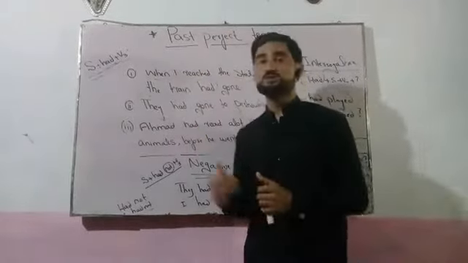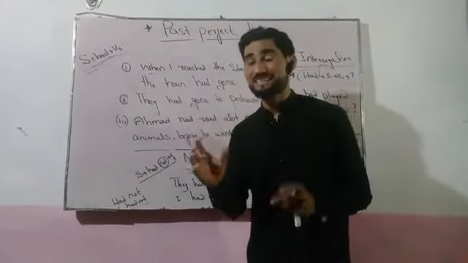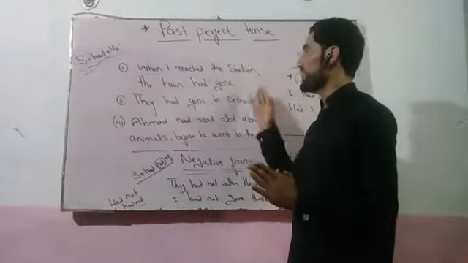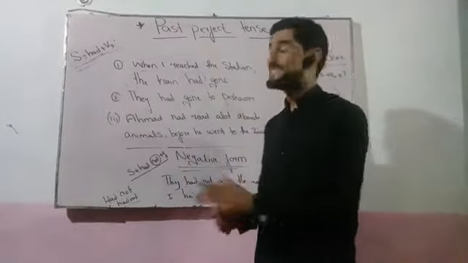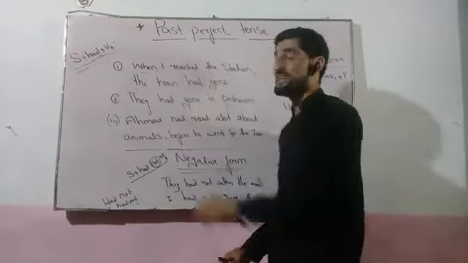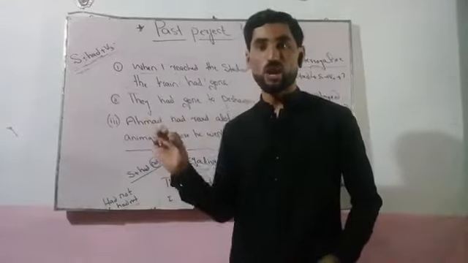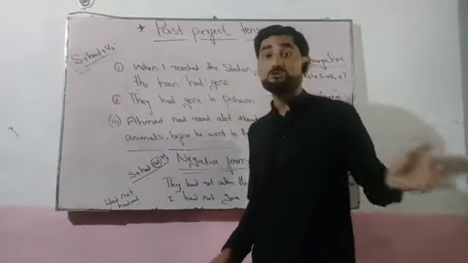This tense is used to describe an action that completed before any other action in the past. Let's understand this with the help of examples. Example number one. When I reached the station, the train had gone. As you look at this sentence, there are two actions. Two actions happened in the past. But one action happened first and another action happened recently.